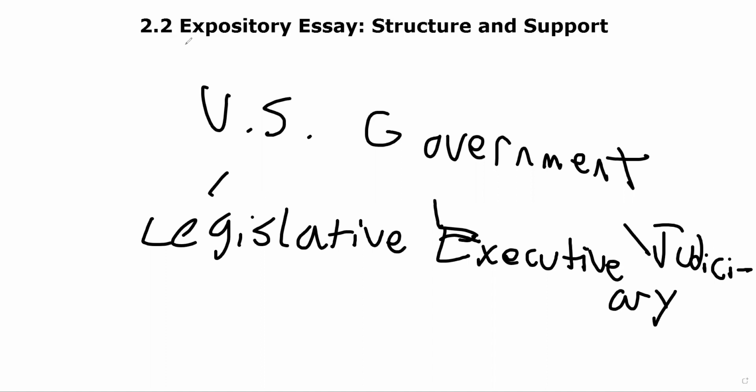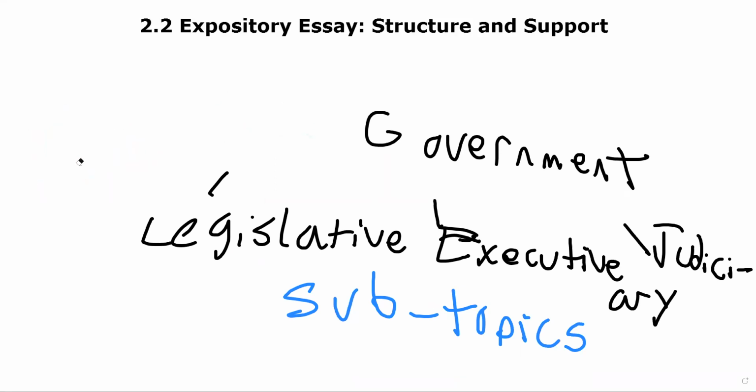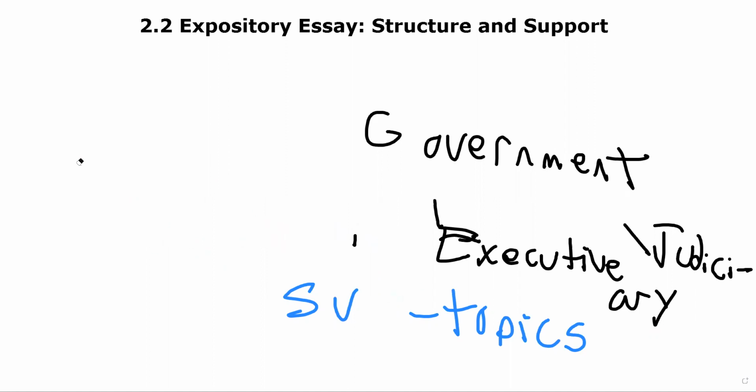So we always want to be thinking about this. We arrive at a topic, and then we want to divide that topic into subtopics. Really critical that we do this. This makes our writing easier, and it makes the comprehension of our reader also easier. So how would we translate this topic, the US government and its three branches, into an expository essay?